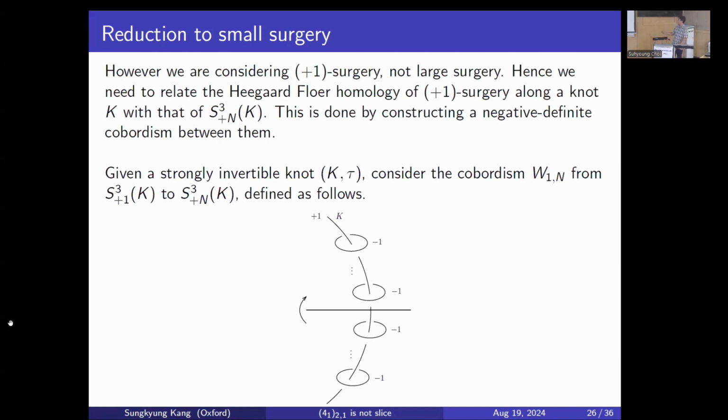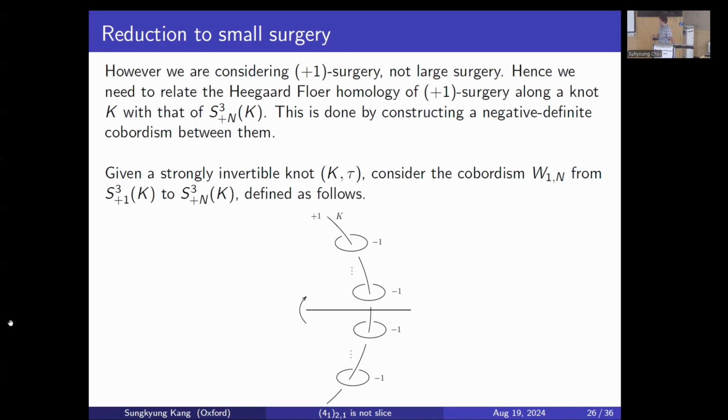And this is done by constructing a canonical negative definite cobordism from plus 1 to plus n. How it's done is as follows. We're given a strongly invertible knot, which is secretly a figure 8 connected sum with figure 8 reverse. And we take a lot of its meridians and arrange them in a symmetric way. And on every meridian, you take minus one surgery. That gives you a cobordism from plus 1 to plus n. You just contract everything. Contracting each of them increases the framing here by plus 1. So if you attach n minus 1 of them, it becomes plus 1 to plus n.